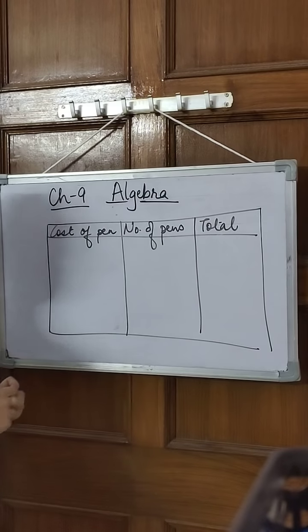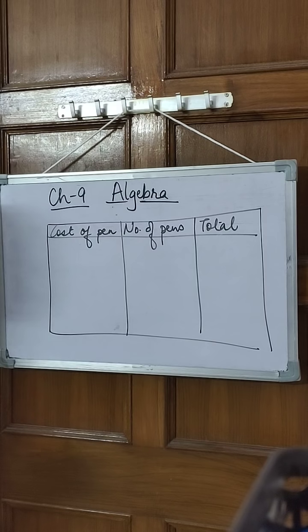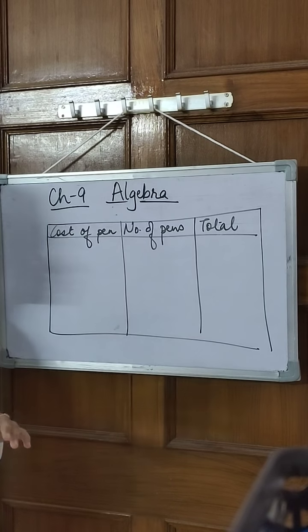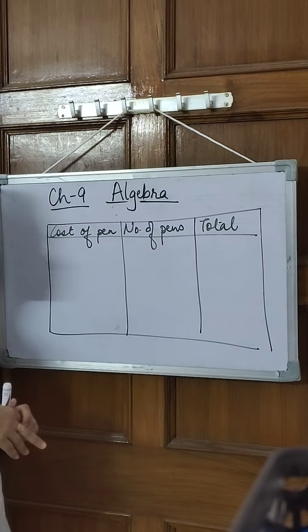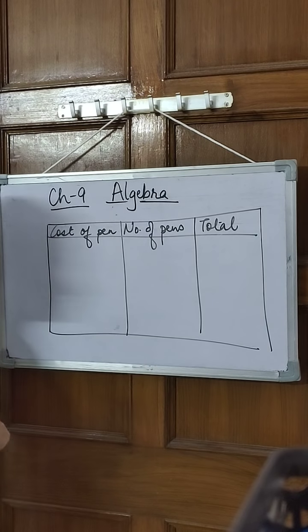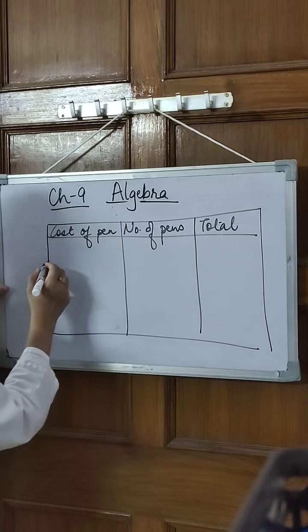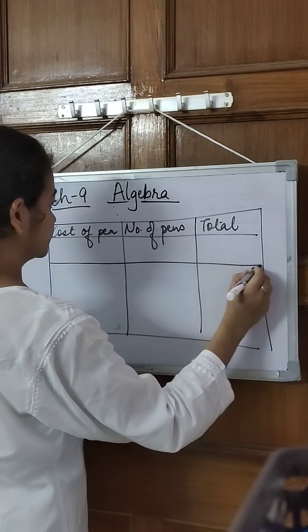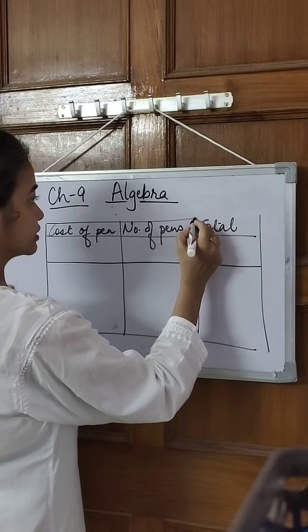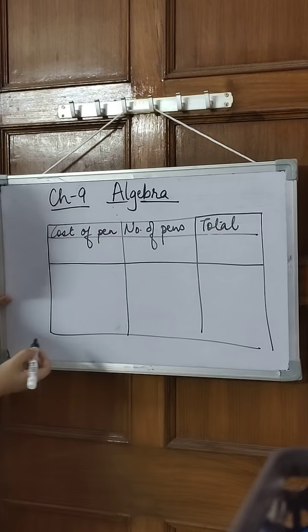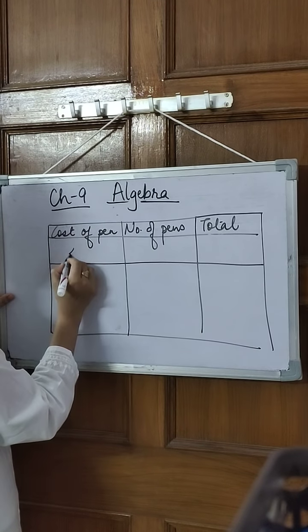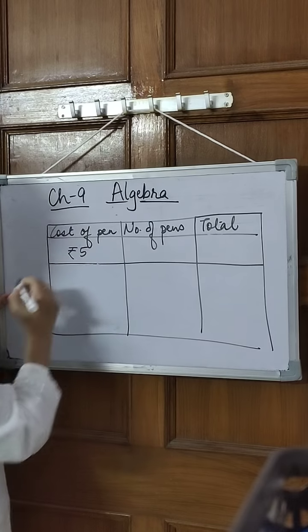So I have taken an example in which a shopkeeper is selling pens, but all the customers that are coming to the shop don't need the same number of pens. But what is common here is that if anyone comes and asks for a pen, he will ask what is the cost of the pen.